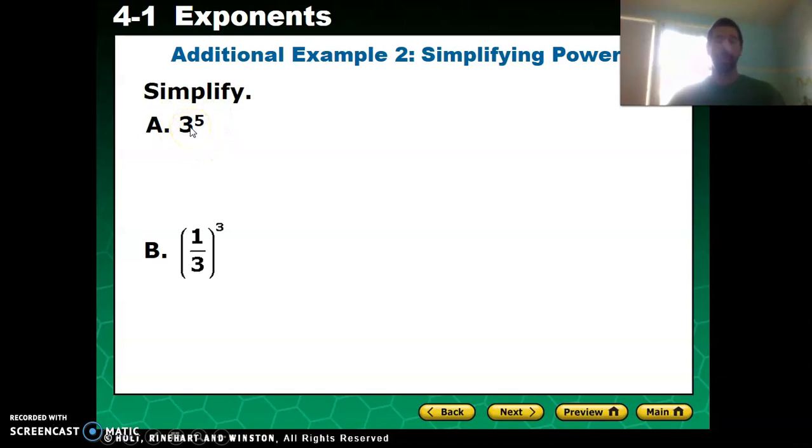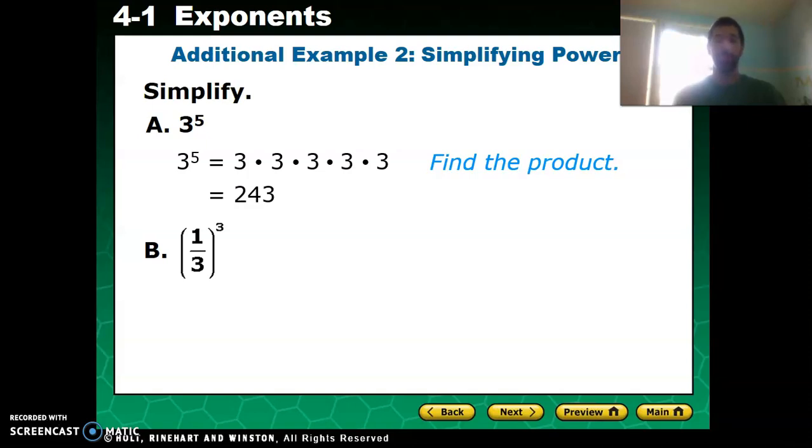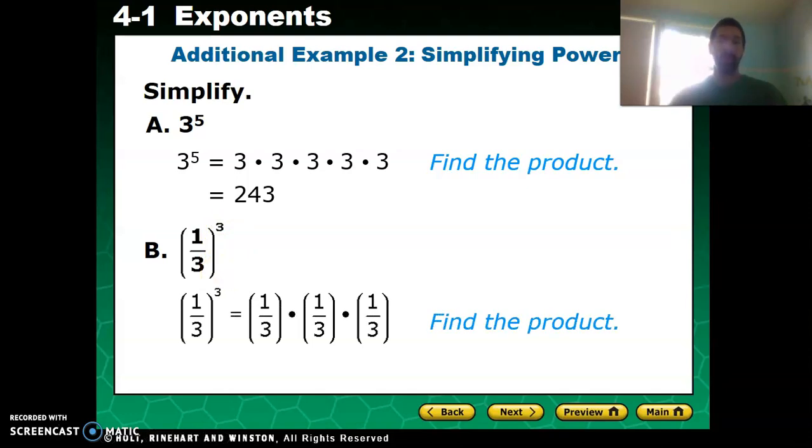This would be 3 times 3 times 3 times 3 times 3, so 5 times, and you would just find the product. And you'd get 243. So you'd go from exponential form to expanded form, and then finding the product. Similarly here with letter B, this is 1/3 to the third power. So you would write 1/3 times itself 3 times. If you don't remember how to multiply these fractions, you would do the top first, 1 times 1 times 1, which would be 1, of course, and then 3 times 3 times 3 on the bottom. So you get 1 over 27.